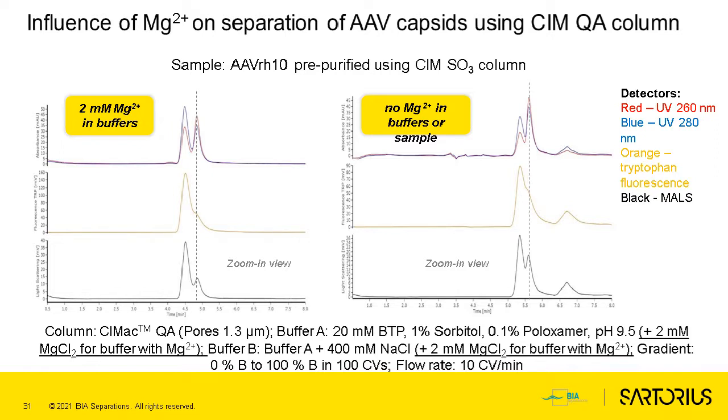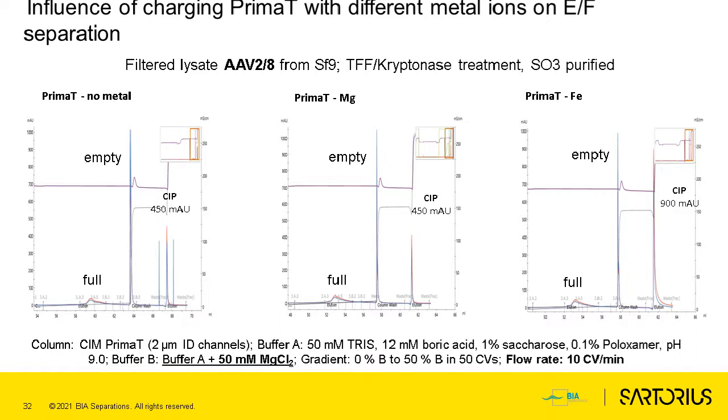More important, the magnesium amount was giving us kind of thinking how to improve the separation of empty and full by designing such a ligand. So by designing a ligand which would use the properties of magnesium or calcium to further separate empty and full. And one of such ligands is actually PRIMA-T.